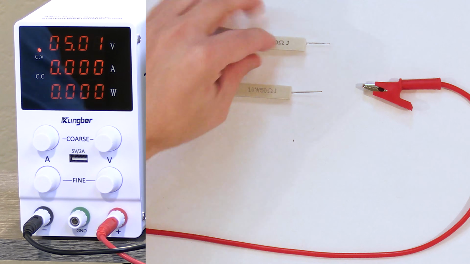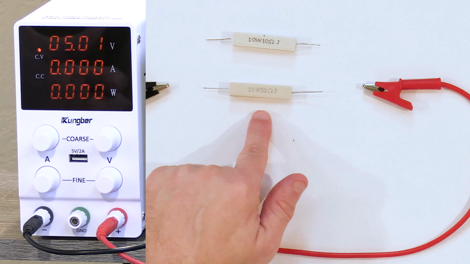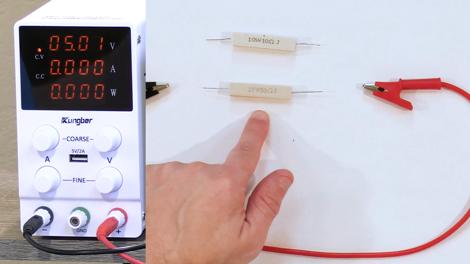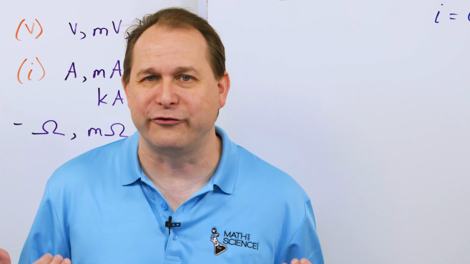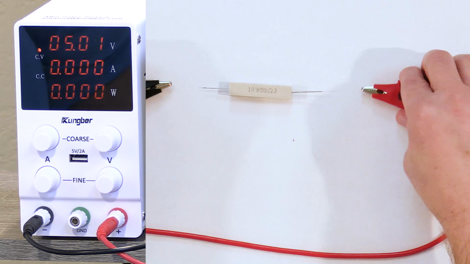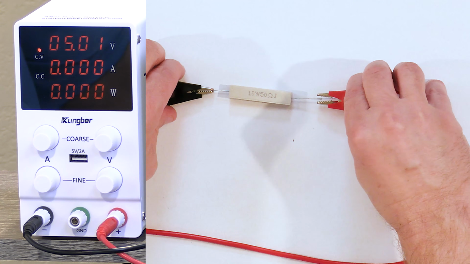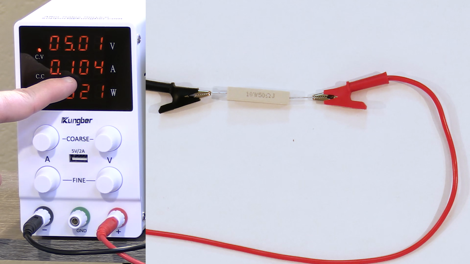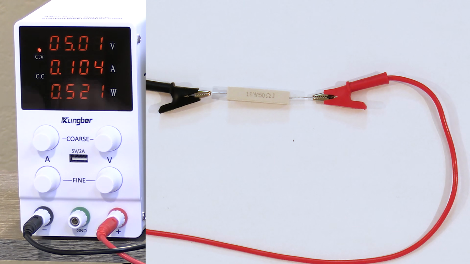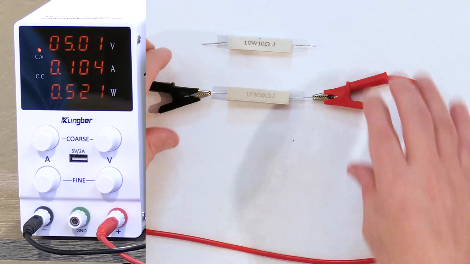How much? Well, the original circuit was 10 ohms. This one is 5 times larger resistance. That means I expect that the current should be 5 times smaller if I connect it. So I'm going to connect this side right here, connect this side right here, and let's see what we get. Instead of 0.5, we get 0.1, which is exactly 5 times smaller.